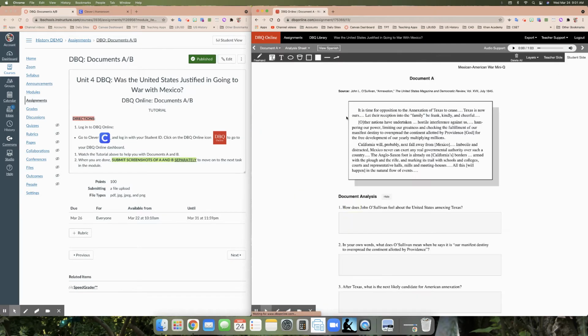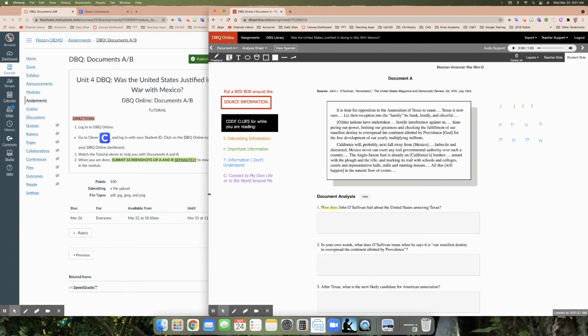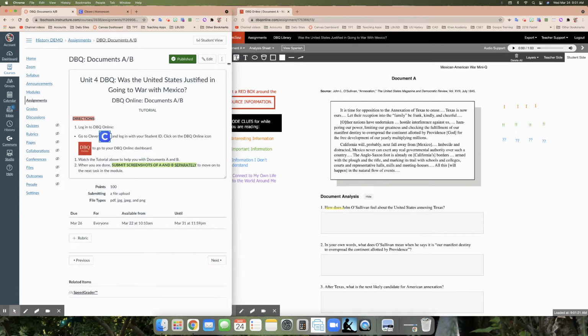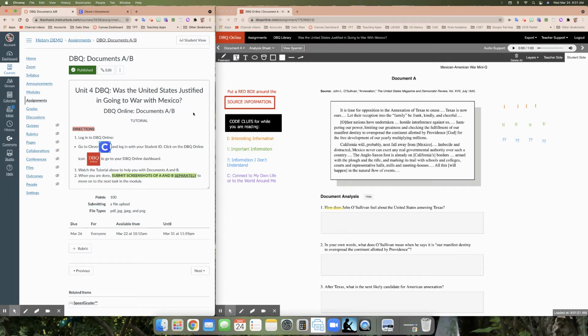Let's take a look at document A. So I am going to make this screen a little bit bigger so you can see what's on the side here. And then if I need to make this a little bit smaller, I can. So again, you should be watching the tutorial while I'm going over these. Now, what you'll notice on mine that you don't see on yours is these little eyes and exclamation points and question marks. Those go along with our code clues.